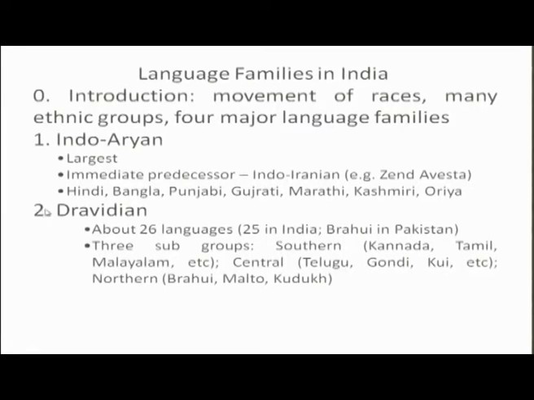Then the second, Dravidian. So, what are the sub points under this? About 26 languages are there in this family, out of which 25 are in India and only 1 in Pakistan, that is Brahui. This may be a key information, so you note it down without missing it. Then within this language family, there are 3 subgroups: Southern, Central, and Northern. So, you might be interested in some languages which belong to these subfamilies. So, some examples are also listed here.